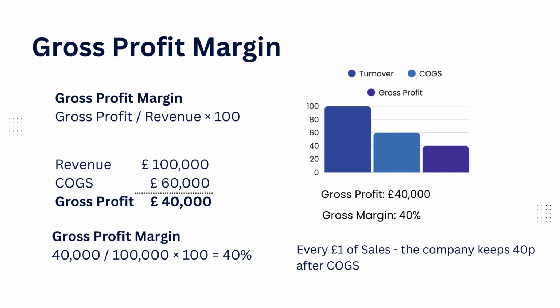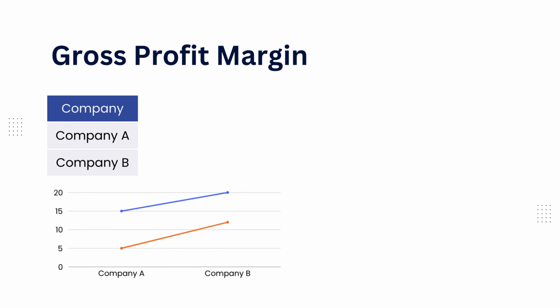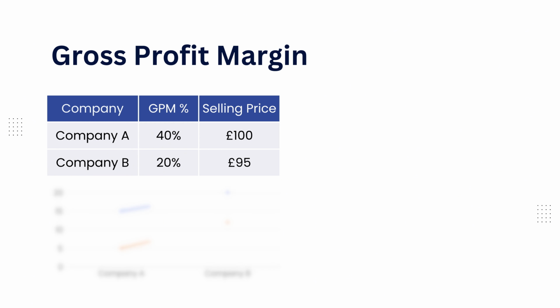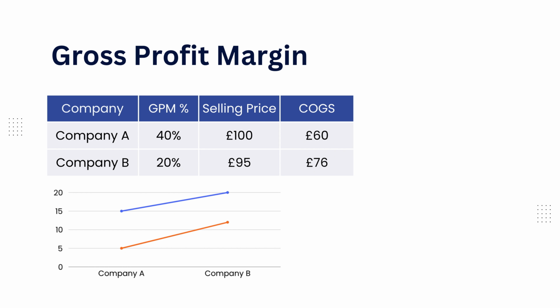Gross profit margin means nothing on its own. We must compare it. Let's say Company A has a margin of 40% and Company B has a margin of 20%. Clearly, Company A is performing better. It could be higher selling prices, lower costs, or better efficiency.